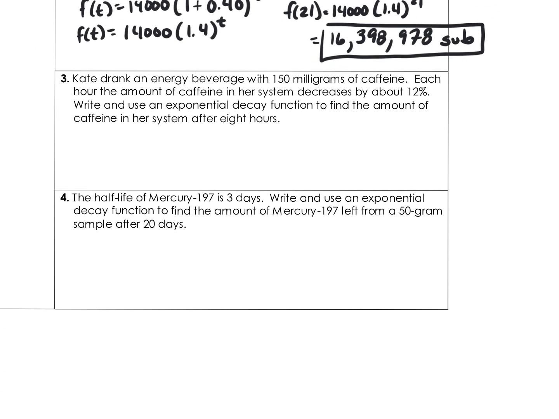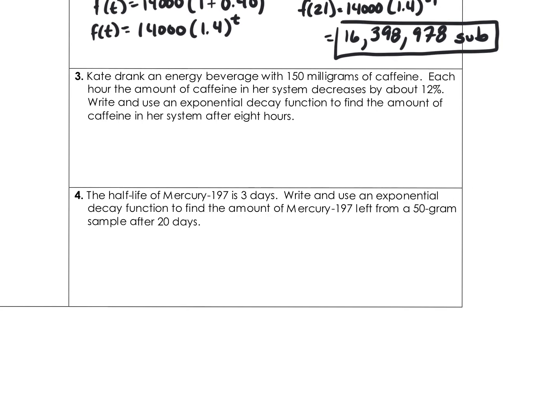All right, let's look at another one. Kate drank an energy beverage with 150 milligrams of caffeine. Each hour, the amount of caffeine in her system decreased by about 12%. So that's good, this is a decay problem. Write the decay function and figure out how much caffeine is left in 8 hours. Very typically, when you take caffeine or any kind of medicine, the amount decays in your system after a certain time. So decay, remember, is f of t equals a times 1 minus r to the t.